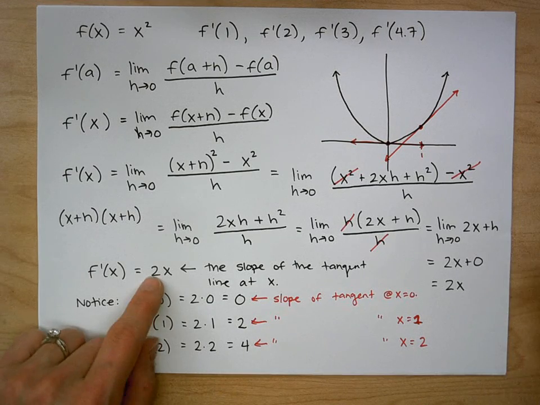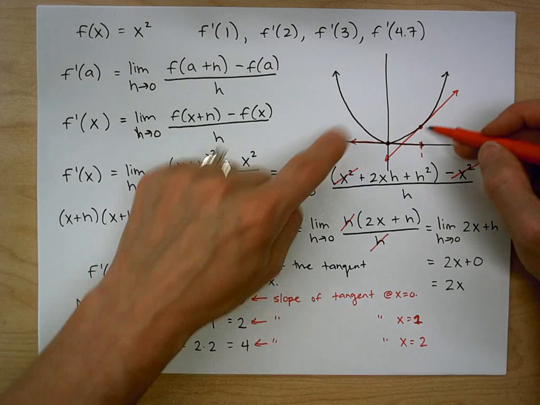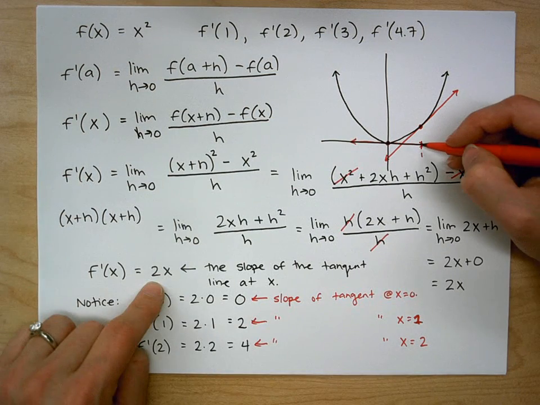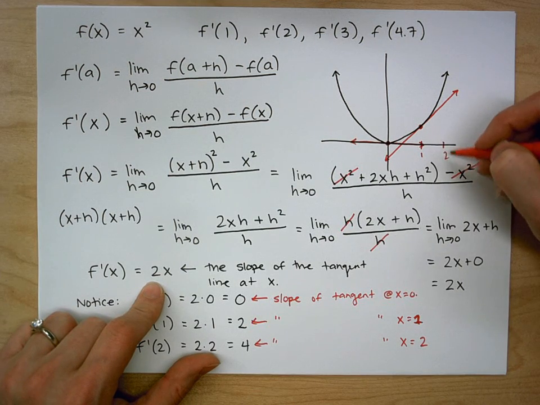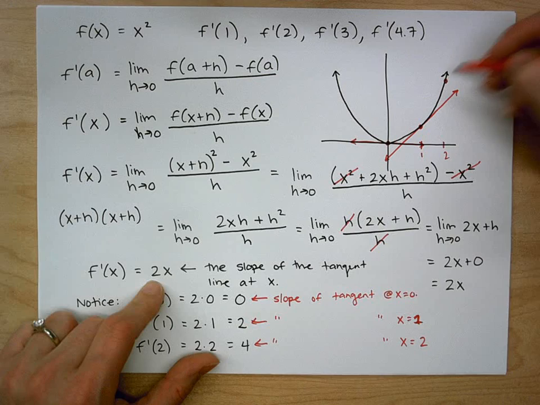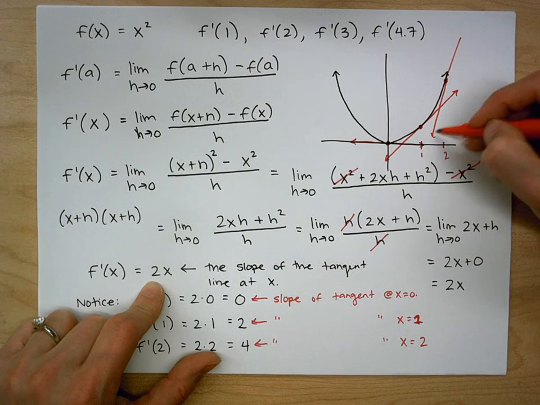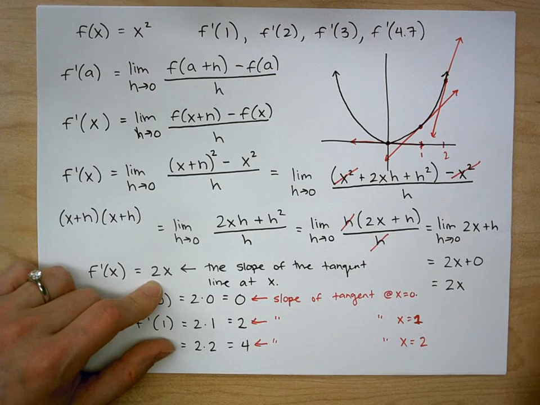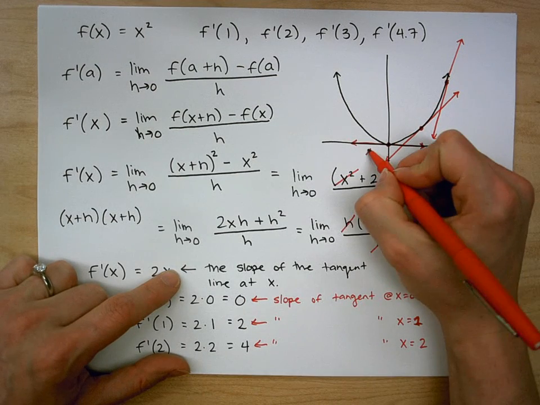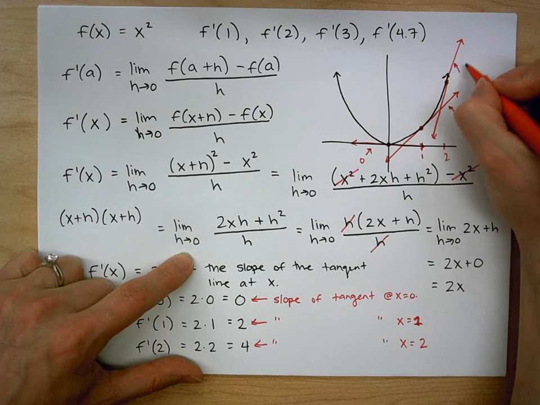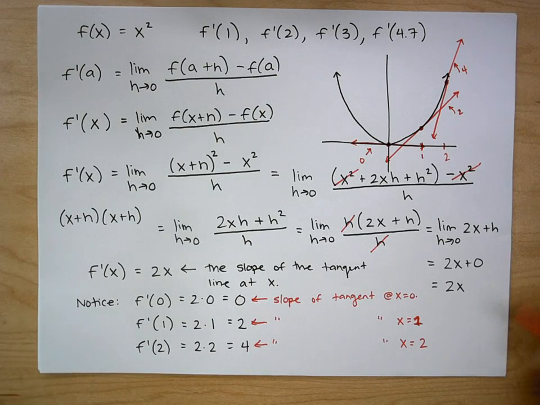Notice that this function actually tells me quite a bit about the original function, because it's saying that for every x value I go over, my slope increases by 2. That is, this slope is 0, this slope is 2, this slope is 4, and if I go over to 3, I'll get 6, etc.